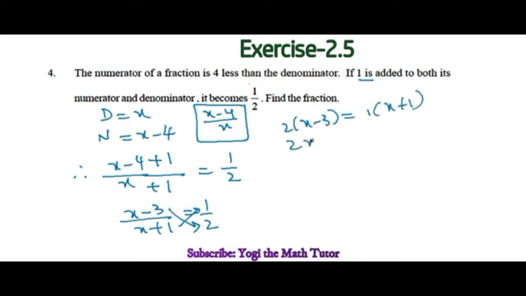Now 2 times x is 2x, minus 2 times 3 is 6, which is equal to 1 times x, 1x, plus 1 times 1 is 1. Now transpose the x to the left side and the minus 6 to the right side.